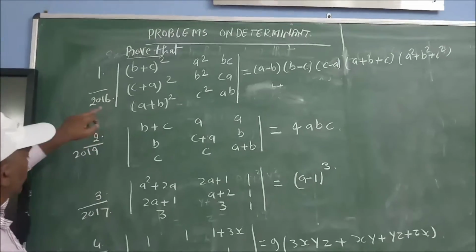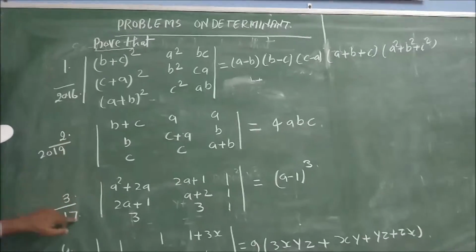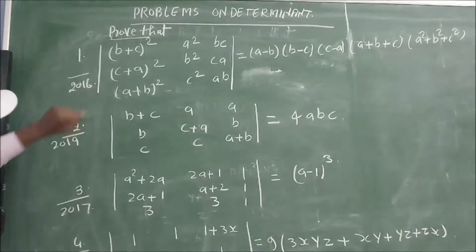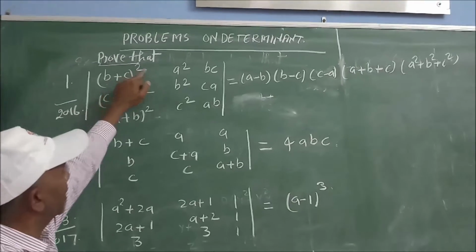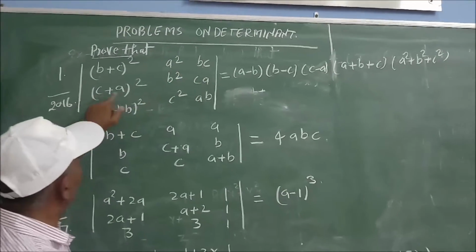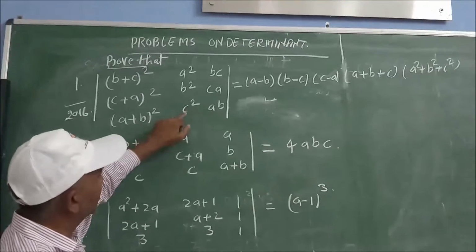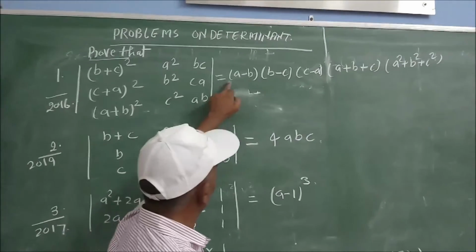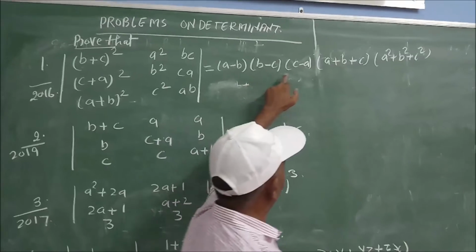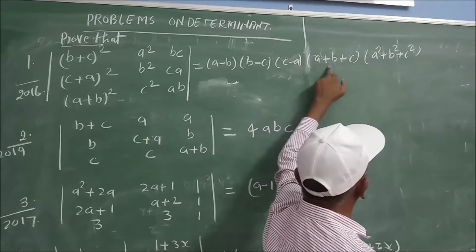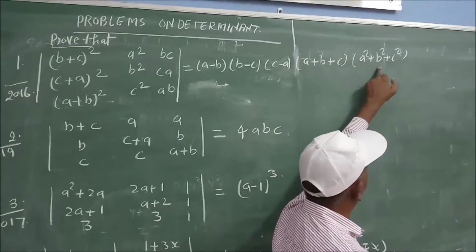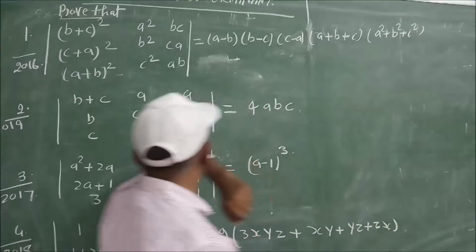See here, here is the question of 2016, 17, 18 and 19. Question is: b plus c whole square, a square, bc; c plus a whole square, b square, ca; a plus b whole square, c square, ab. This will equal to a minus b, b minus c, c minus a into a plus b plus c into a square plus b square plus c square.